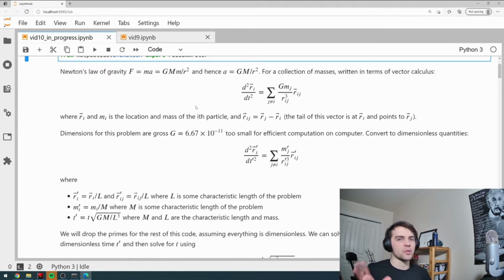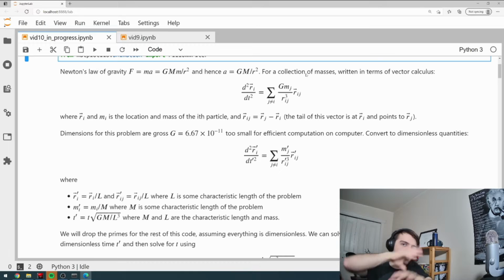Now let's talk about the math real quick. Newton's law of gravity: F, which equals ma, which is true, is equal to G big M m over r squared for gravity. That's something known from high school. And so a is equal to G capital M over r squared, where M is the big mass and m is getting pulled towards it.